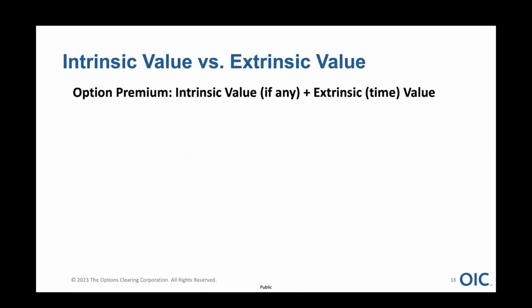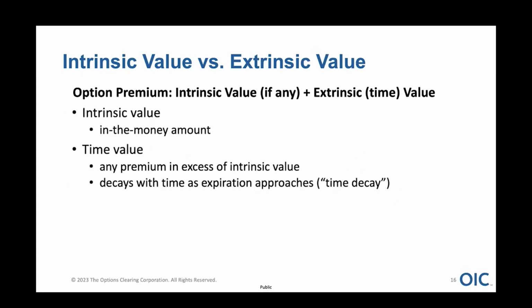All right, so now let's look at intrinsic and extrinsic value. An option's premium is comprised of intrinsic value, if any, plus some extrinsic value. So in the money options have both intrinsic value and extrinsic value. The extrinsic value is known as time value or time premium. So it's basically any premium in excess of its intrinsic value. And this is the portion of your option that decays.